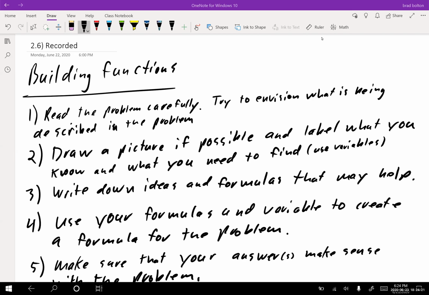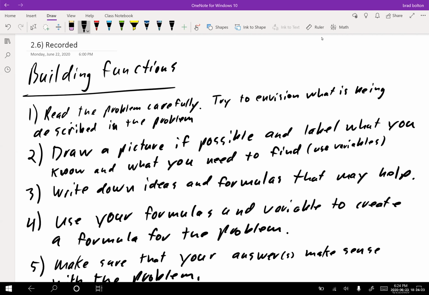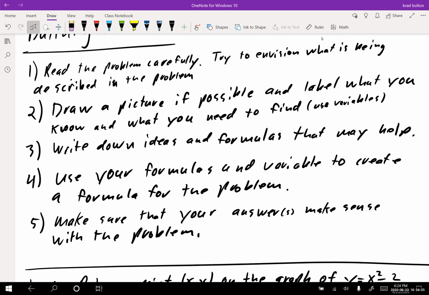So first thing with word problems in general, if you're trying to build functions, you want to read the problem carefully and try to envision what is being described in the problem. So that'll kind of help you think what you're going to need. I would say normally draw a picture if possible and label what you know and what you need to find. Use variables in general when you don't know it and you need to find it. Write down ideas and formulas that may help.